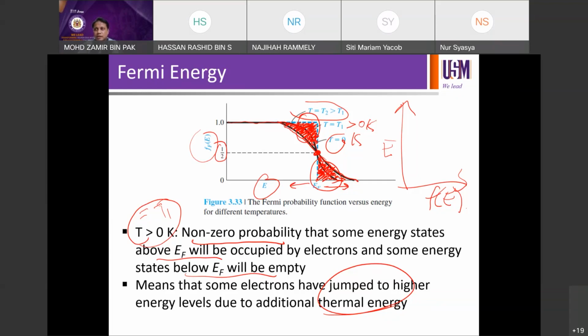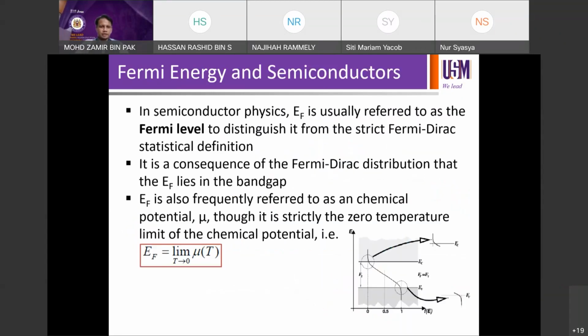Fermi energy is defined as the energy where the probability of finding an electron at that particular energy state is 0.5. Okay, so that's why you can see here it never changes, right? Whether it's at T equals 0 Kelvin, T equals T1, T2, T3, whatever, it will still cross at 0.5. Okay. So this means, let's just finish it off.